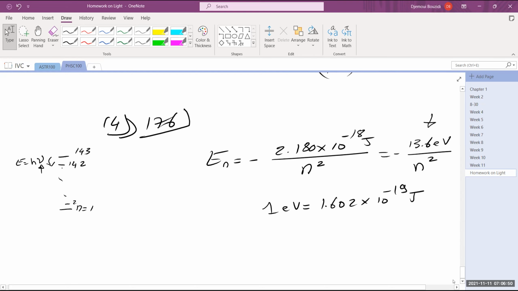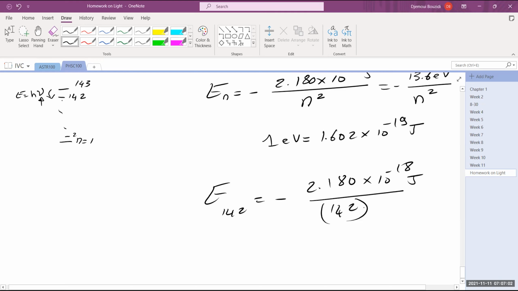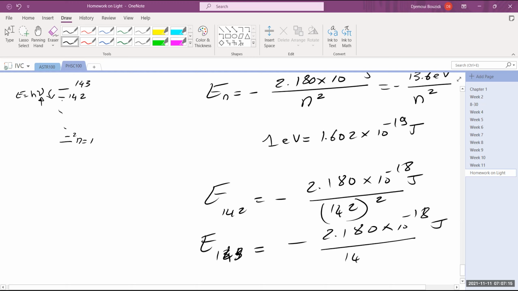But anyway, so let's calculate E142 and E143. E142 is going to be negative 2.180 times 10 to the negative 18 joules divided by 142 squared. And E143, 143, not 134, is negative 2.180 times 10 to the negative 18 joules per 143 squared.